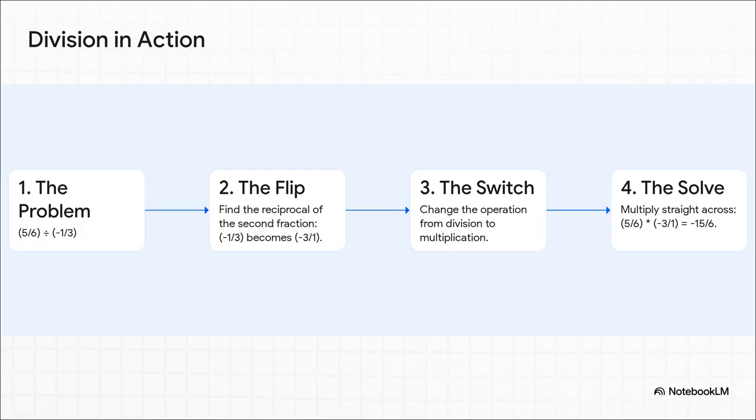So let's walk through this. We have 5/6 divided by -1/3. First, we flip that second fraction to get its reciprocal, which is -3/1. Then, we switch the operation from division to multiplication. And now, it's just an easy multiplication problem. 5 times -3 is -15. 6 times 1 is 6. The answer is -15/6. See? It's not a magic trick. It's just looking at the same problem in a much easier way.